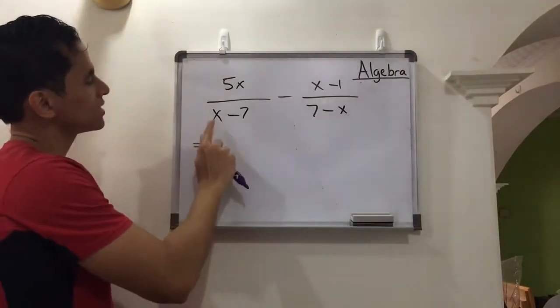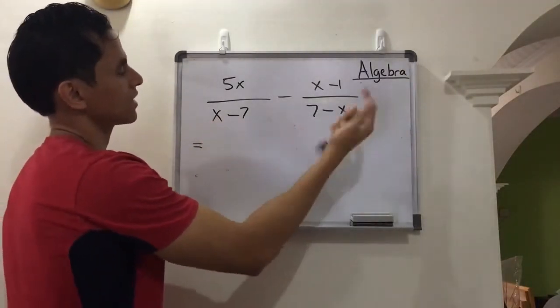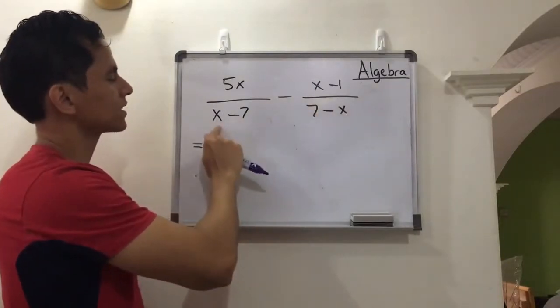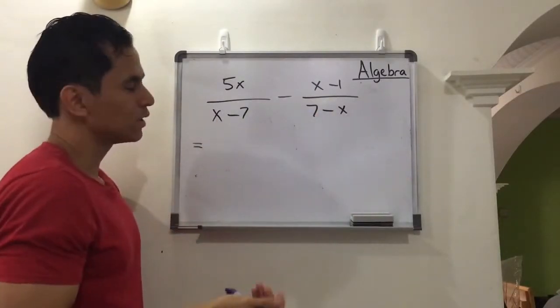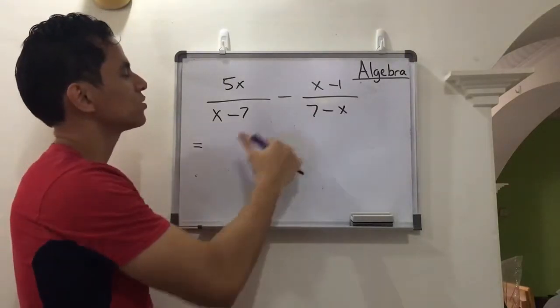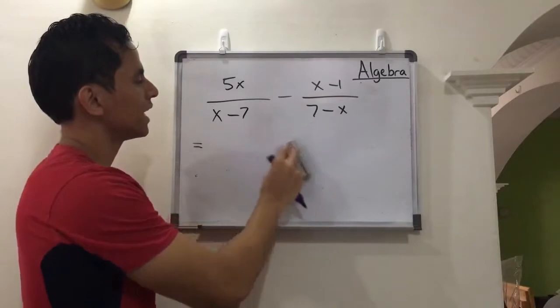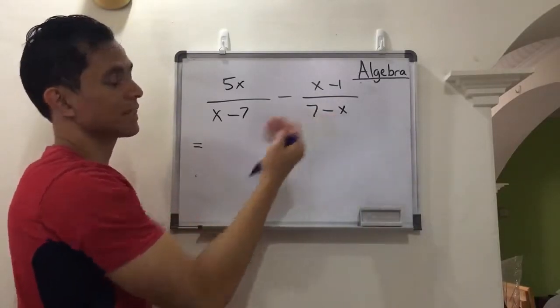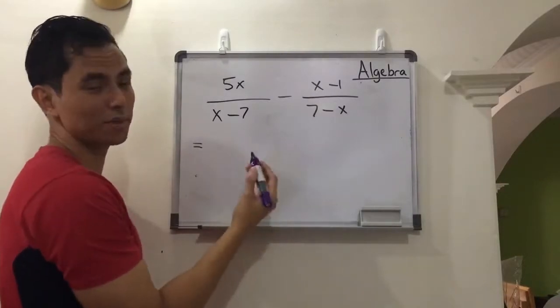They are similar because it's 7 and x, and x and 7, right? But they're in a different order. See, in this one x comes first, in this one 7 comes first, right? So the trick here is to make the denominators the same. Always, that's the trick. But how do we do so? Well, we can do that by factorizing out a -1, right? Let me show you what I mean.